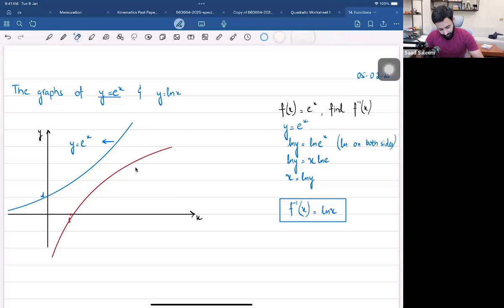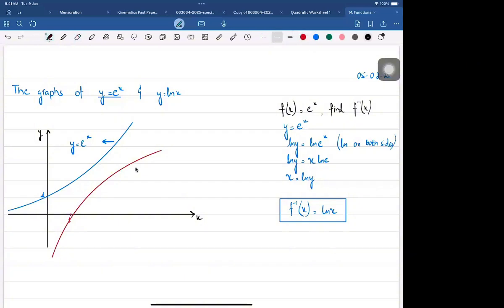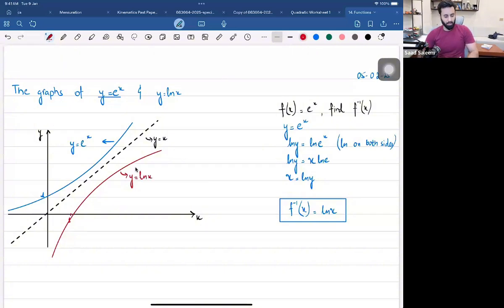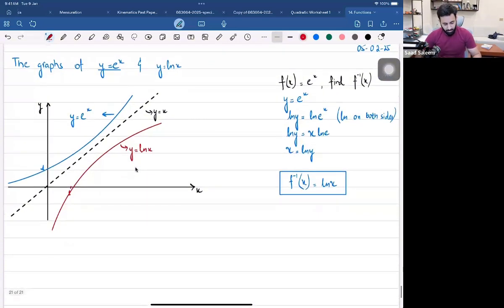And you can see, although they're not drawn to scale, that they are a reflection of one another along the line y equals x. And why is that? That's no coincidence. That is because they are inverse of one another. This is the line y equals x, and this is the graph of y equals ln x. Okay, so we're going to write down some important details about this graph, but first let's write down an important note.